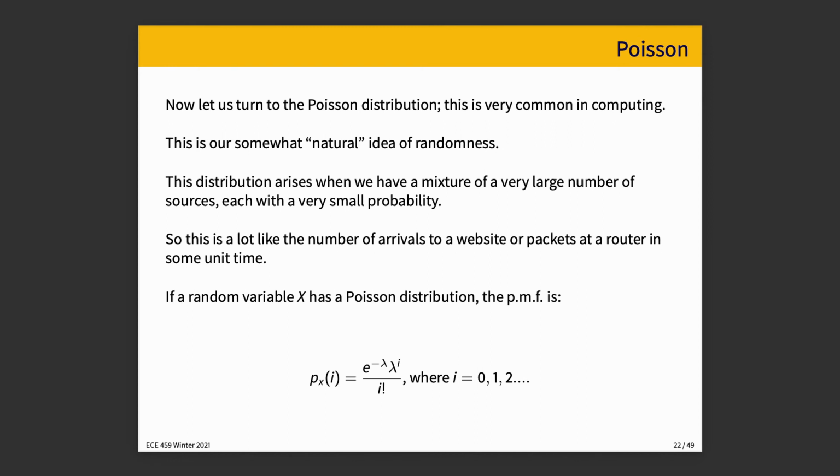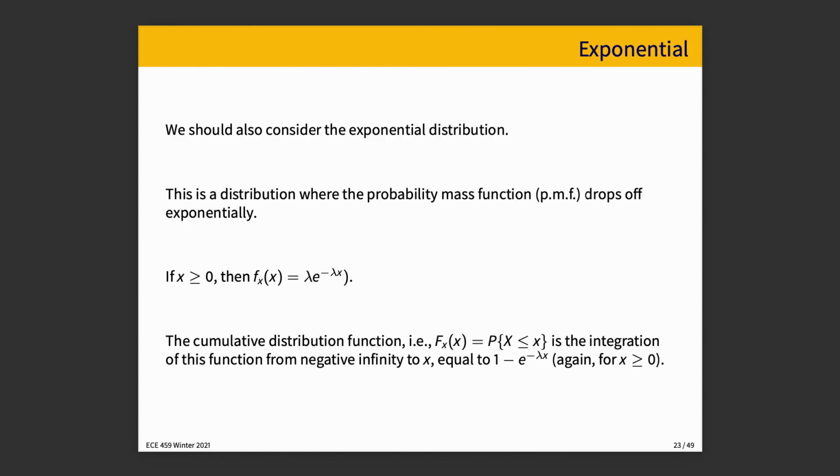If a random variable x has a Poisson distribution, then the probability mass function is e to the negative lambda times lambda to the power of i over i factorial, where i is 0, 1, 2, and so on and so on, which gives you some breakdown of how likely it is that we're going to have at least this many events at a given time.